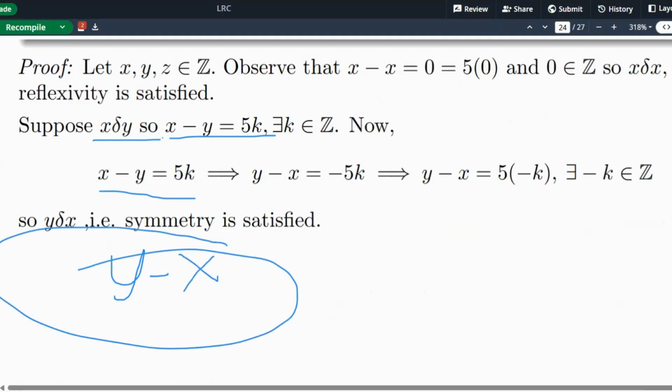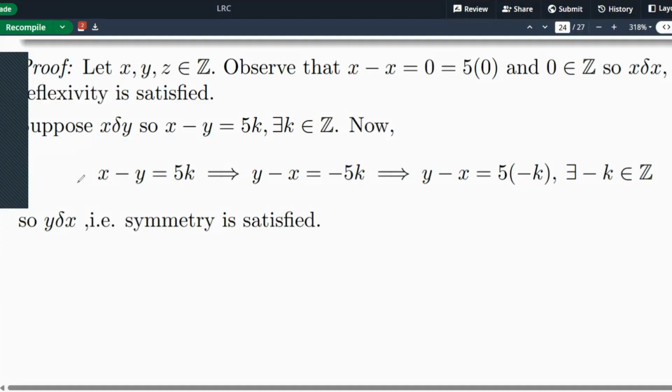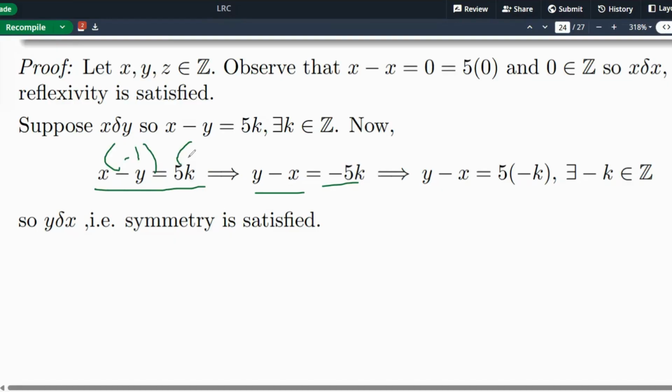So, kung gusto ko palabasin si Y minus X, gagawin ko is magta-times ako both sides ng negative 1. Magta-times ako ng negative 1 dito sa equation na to: x minus y times negative 1 is 5k times negative 1. Pag ginawa ko yun, y minus x is equal to negative 5k. Kasi times ka ng negative 1, both sides ng equation.